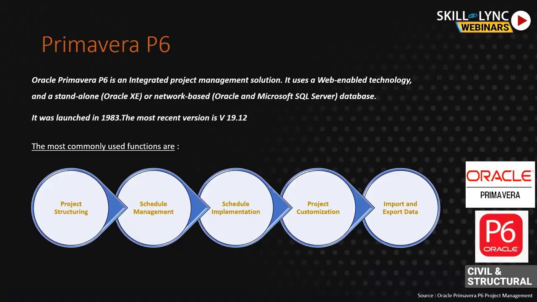Now we are getting into the Primavera P6 part where we're going to learn about this software. So, a few basics about this software. It's Oracle Primavera P6. It's an integrated project management solution. It uses a web-based technology and a standalone Oracle XE or a network-based Oracle and MS SQL Server database. It was launched in 1983, and the most recent version is version 19.12.